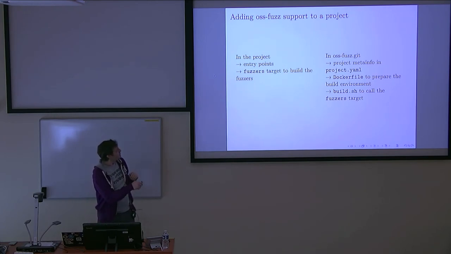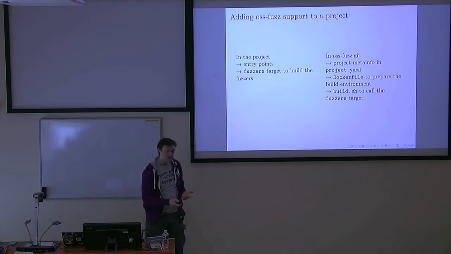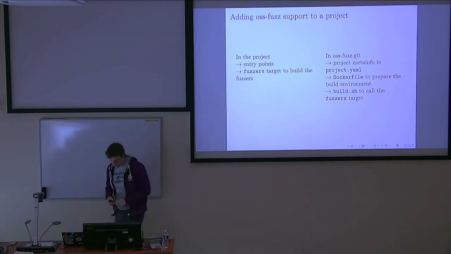So in the project, we have to have the fuzzers and a way to build them. I mean, essentially a build target. And on the oss-fuzz side, we define a Dockerfile to prepare the builder environment and build our program, and a script to build it. And if we have the target, the script essentially calls the build target, plus some small metadata.